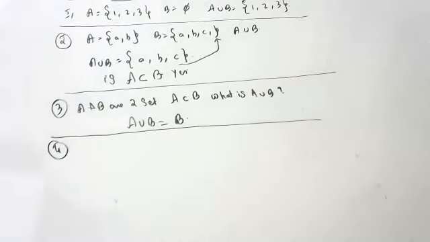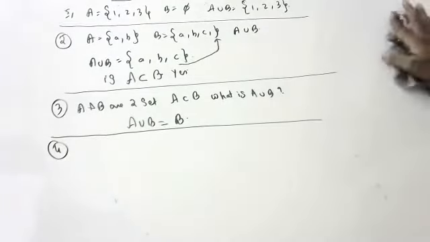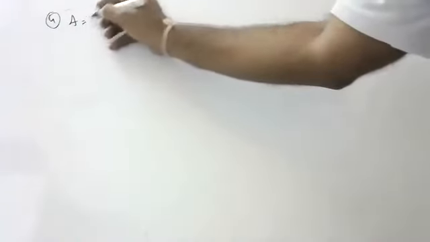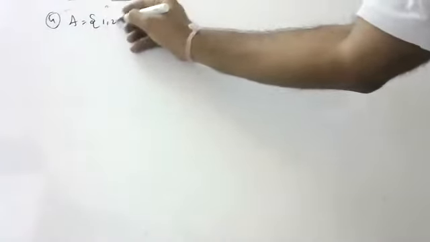Fourth question. Children, nice questions will be there. In this, so many questions will be there. I am erasing everything. I hope you understood all these things. Now, next question. Please see here, cooperate. Children, this is the fourth question. He is saying A is equal to {1, 2, 3, 4}.